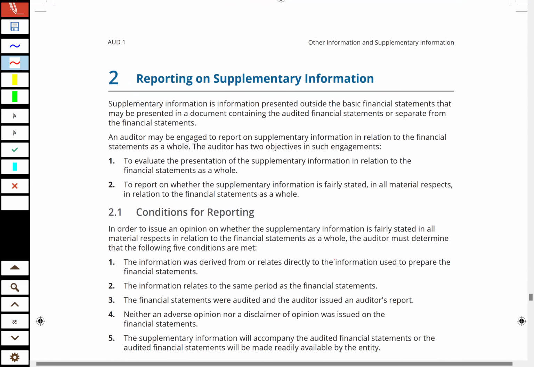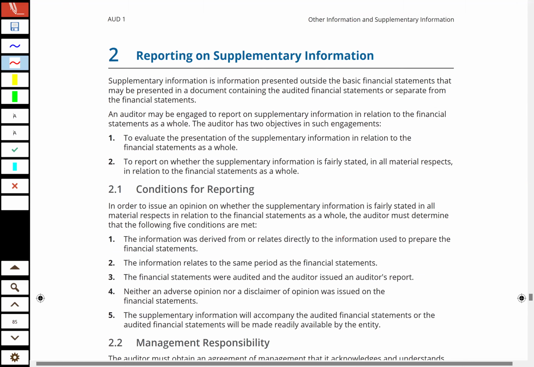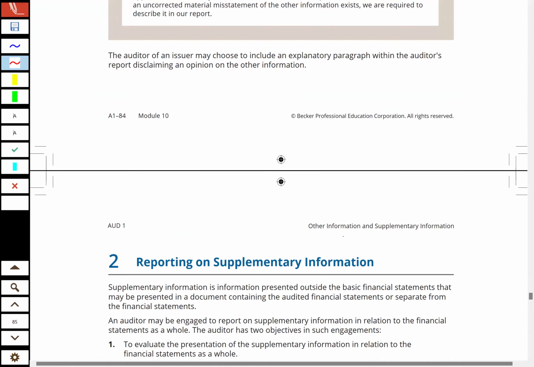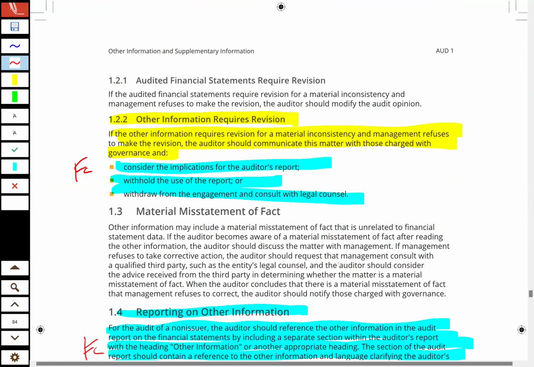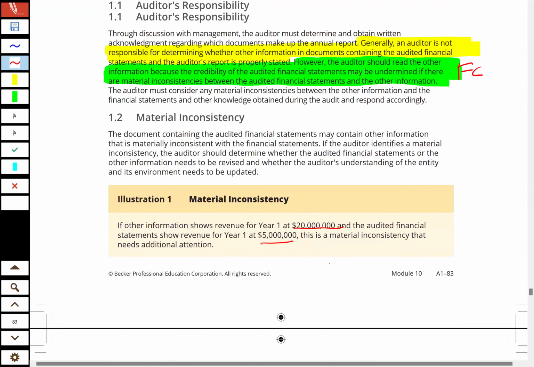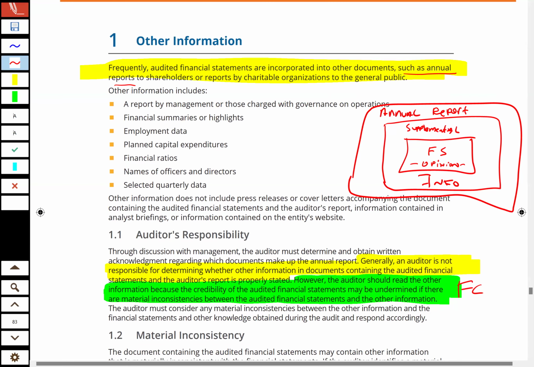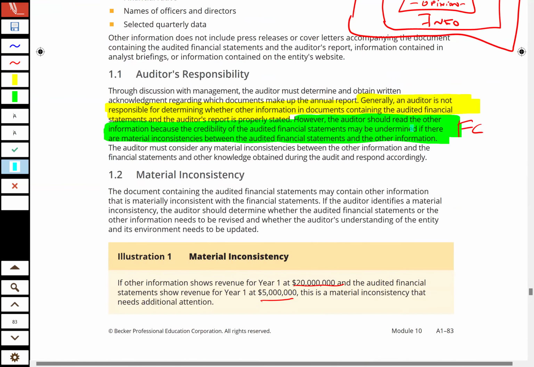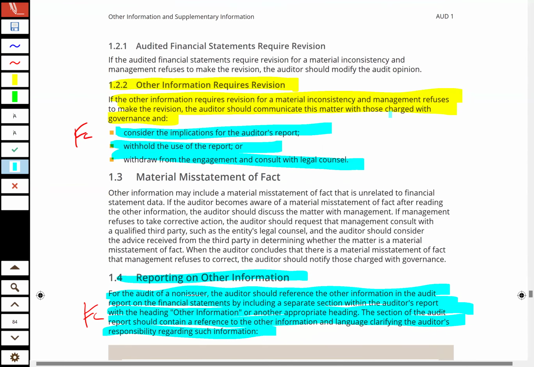Okay. Now, that's the other information. That's the annual report. What we were talking about there, reading it for material inconsistency, I guess I should have made that a little more clear. We were talking about the annual report situation. What is our responsibility for the supplemental information? Which, notice, is getting closer to the financial statements. Okay. So let's look at some of that.